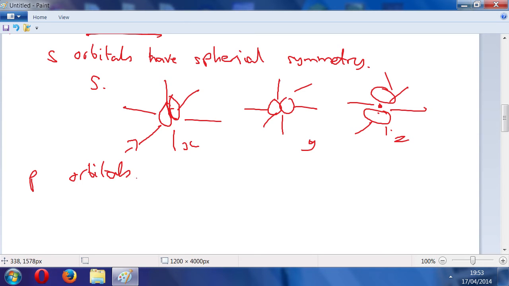P orbitals, and there's p sub x. Oh wow, that was a terrible sub there. P sub x, p sub y, p sub z, with lobes.